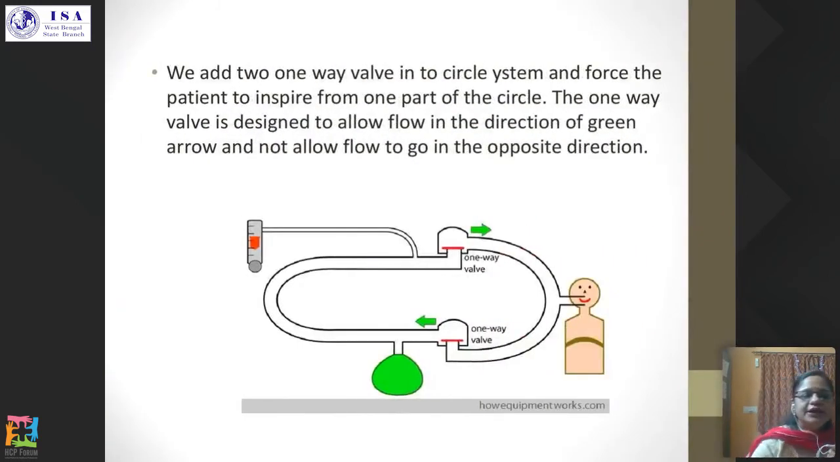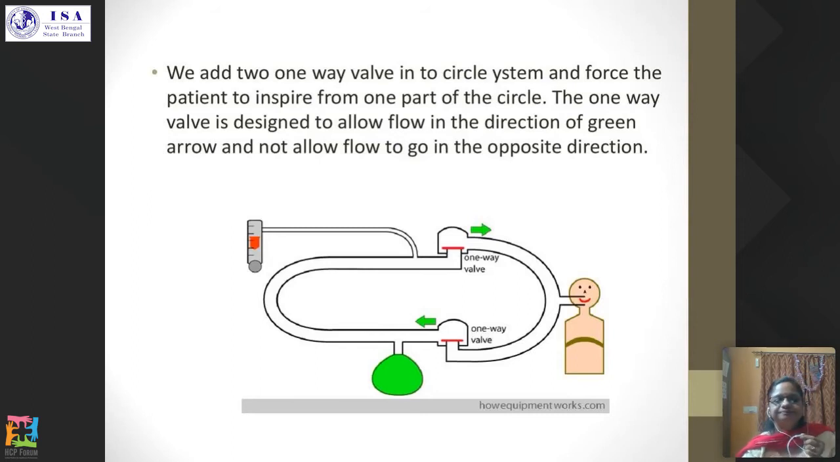Next step, we add two one-way valves in the circle Y system and force the patient to inspire from one part of the circle. We have added a one-way valve here and a one-way valve here, so that when the patient takes inspiration, this valve opens in this direction, so that the oxygen can flow and enter the patient's respiratory system. And during expiration, when the patient breathes out, the air will go this way through the expiratory limb, and this valve will open in this direction, so that the expiratory gas passes only through here. This valve will not open in such a fashion that expiratory gas can come in this direction.